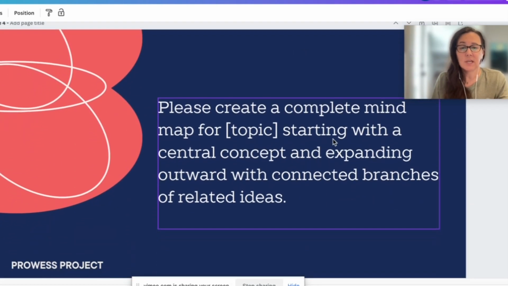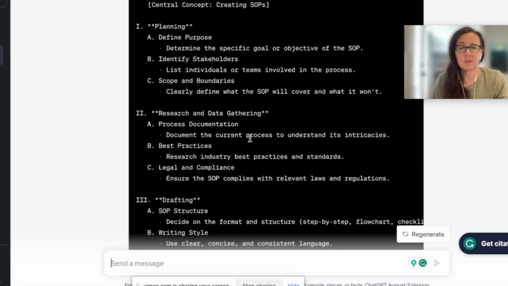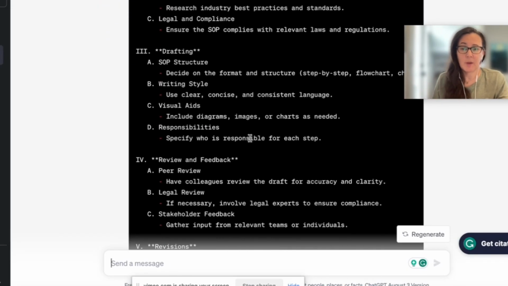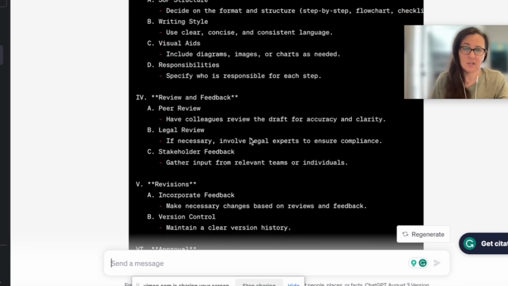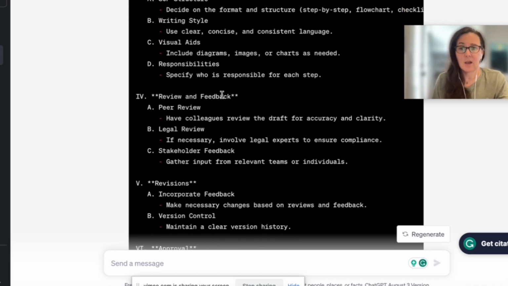Another one that I really like is the mind map. You can see that when I use this kind of prompt, the way in which the information comes back to me is in a different structure, which allows me to take a deeper dive into the areas that we're talking about and see how I can develop content in one of those specific areas.